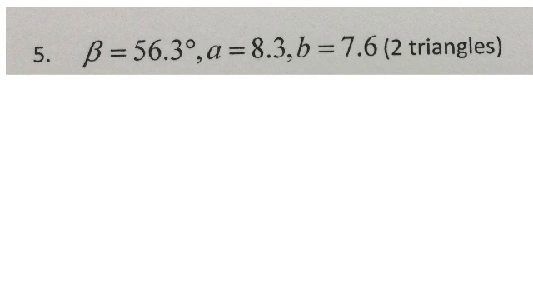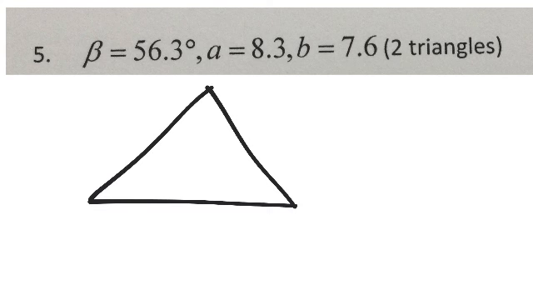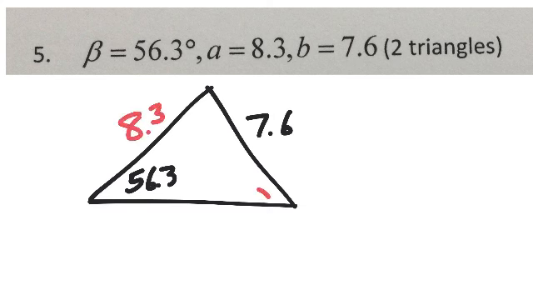Okay, so here, when I draw my setup, beta is going to be 56.3. Across from angle beta is side B, which is 7.6. I'm going to make this side A 8.3. So that means across from that is angle alpha. And I'm also going to have to find angle gamma and side length C.